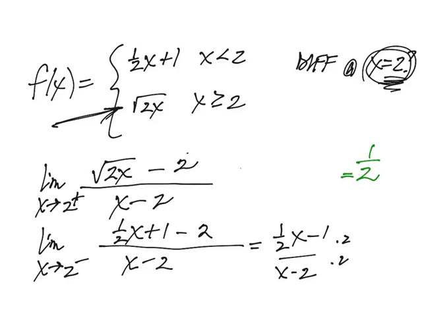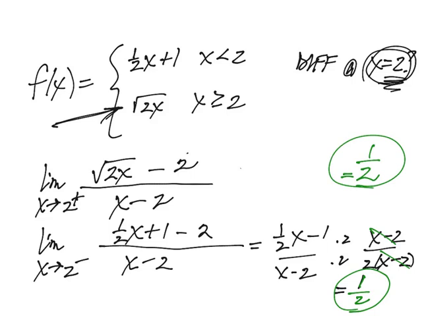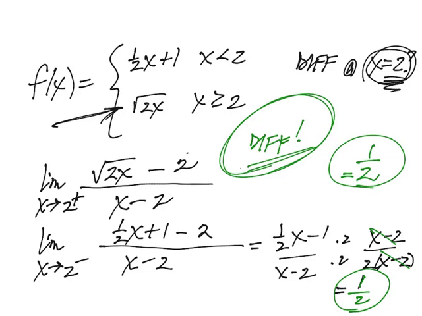I can multiply top and bottom by 2. It's going to give me x minus 2 all over 2 times x minus 2. These cancel, and I end up getting a limit of 1 on the top and 2 on the bottom. So what I'm seeing here is that the slopes match, 1/2 on either side. So it is differentiable at x equals 2 because it's continuous and it is smooth.